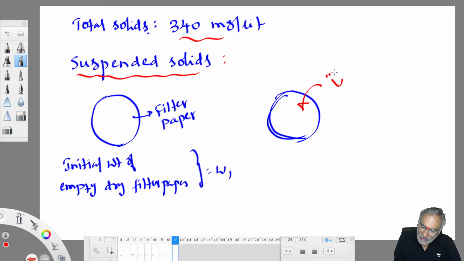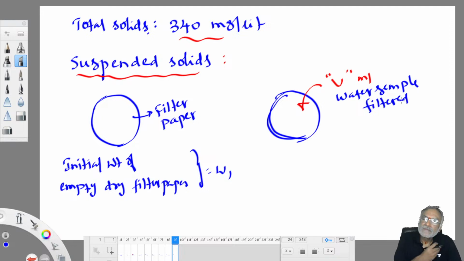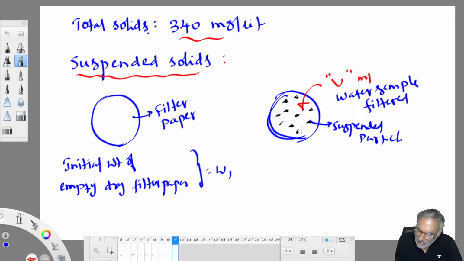Then we pass some known volume of water sample through it. So V mL of water sample is filtered. Filtering is nothing but micro sieving. All the suspended particles present in water are retained on the top of the filter paper. These are the suspended solids. But the paper also absorbs some water.